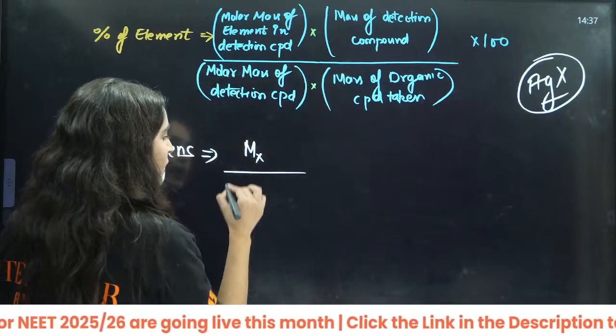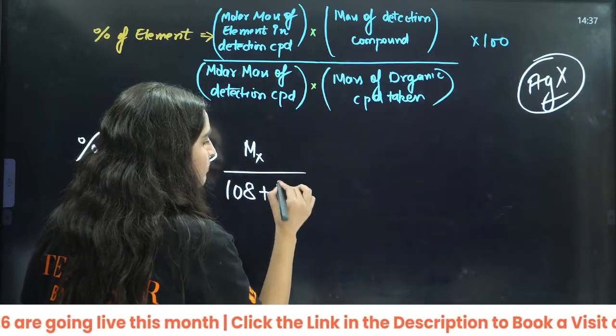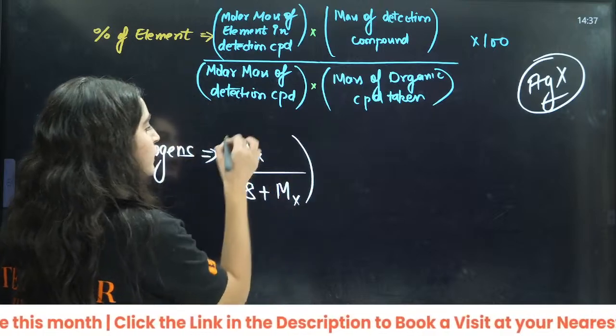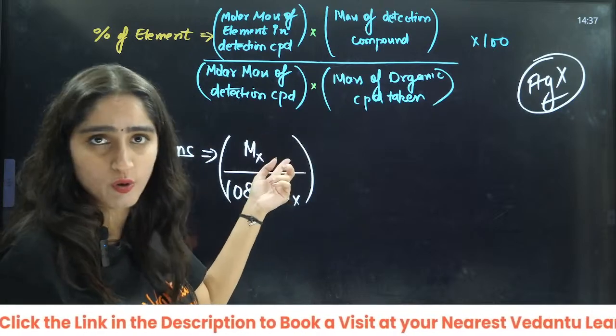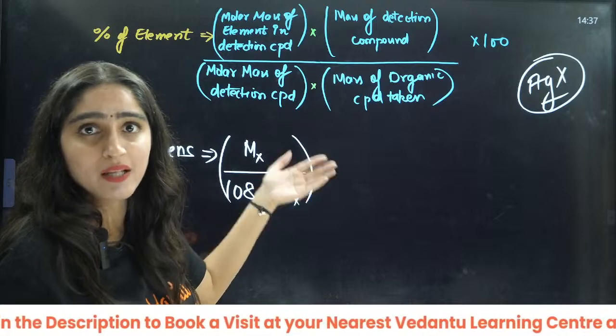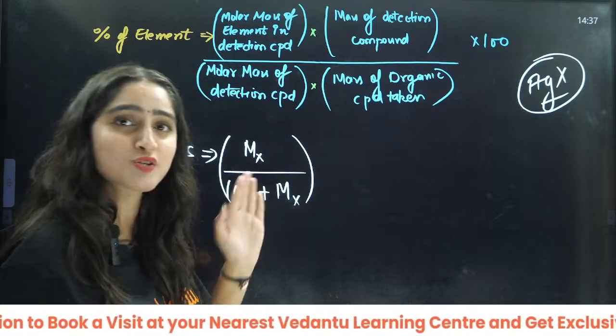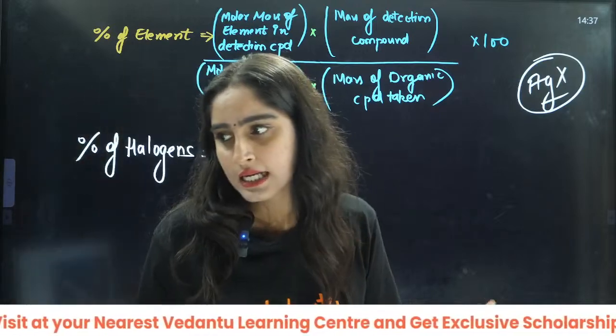So we know Ag is 108 and that is molar mass of halogen. Whatever halogen it is, if there is chlorine, then you will add chlorine. Bromine, then you will add bromine. If iodine, then you will add iodine. You just have to remember the molar masses here.